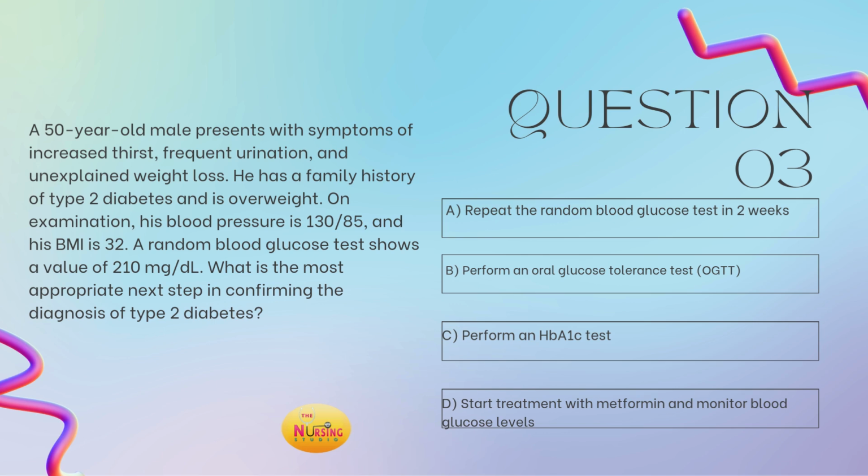Is it A, repeat the random blood glucose test in 2 weeks? B, perform an oral glucose tolerance test? C, perform an A1C? Or D, start treatment with metformin and monitor the blood glucose levels? Take a moment and tell me what you got.